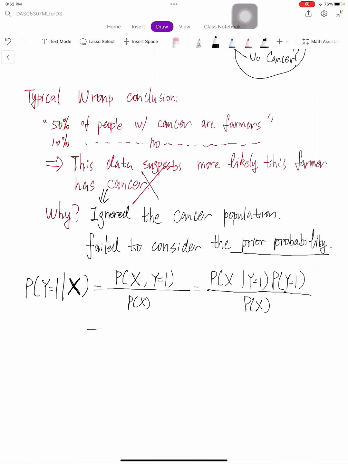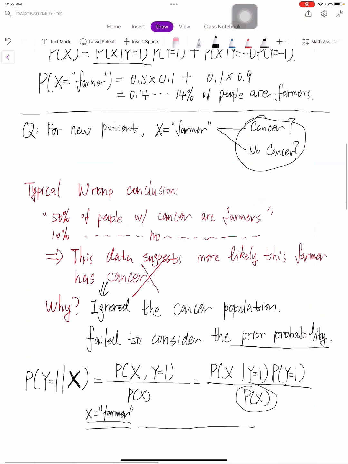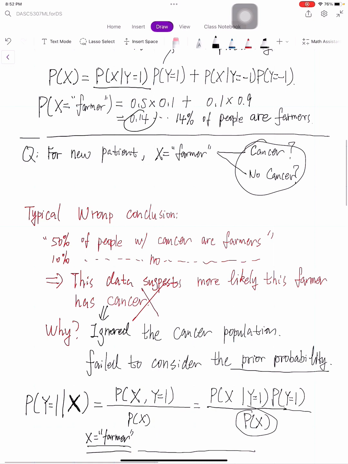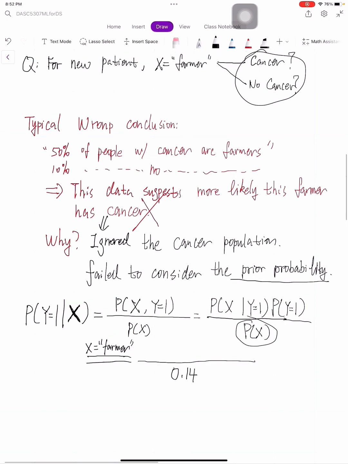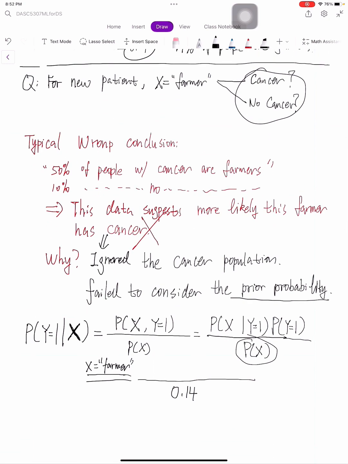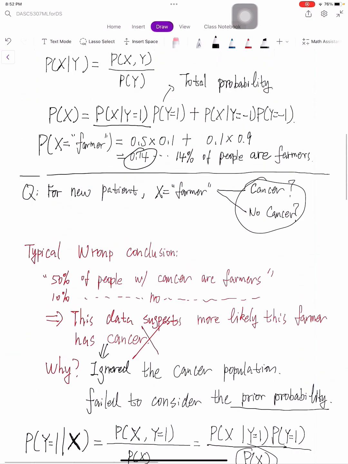Okay, this is the numerator, and we know all the probabilities in the numerator. So now, given that the person's occupation is farmer, we want to calculate this quantity. For the probability he is a farmer, we already calculated it based on the total probability. The probability is 14%.